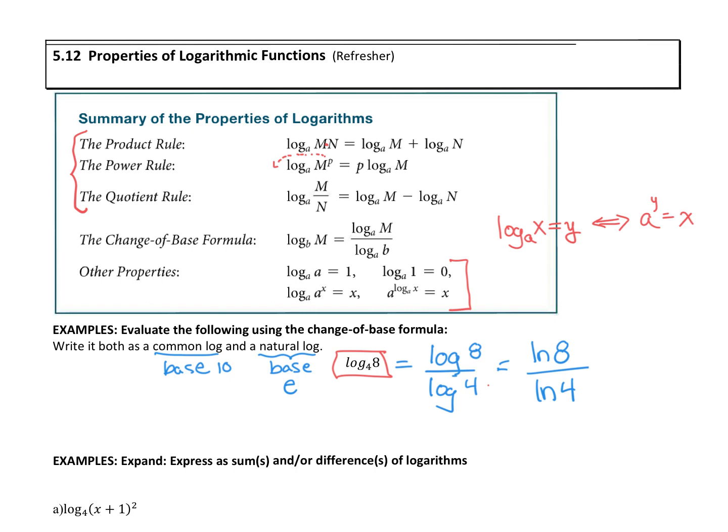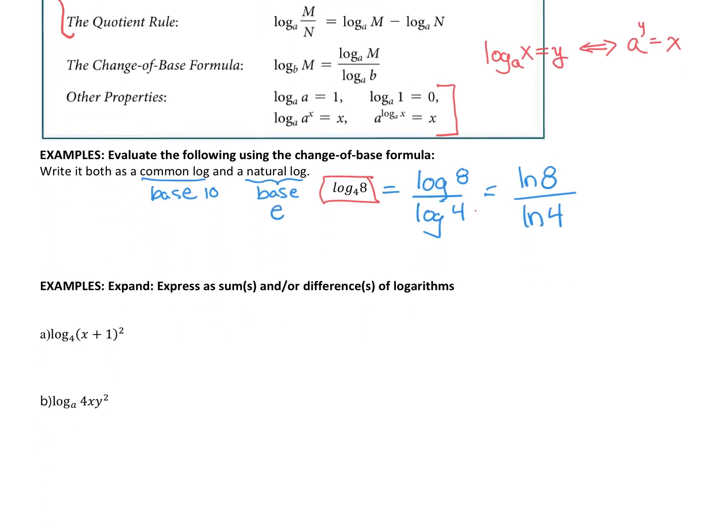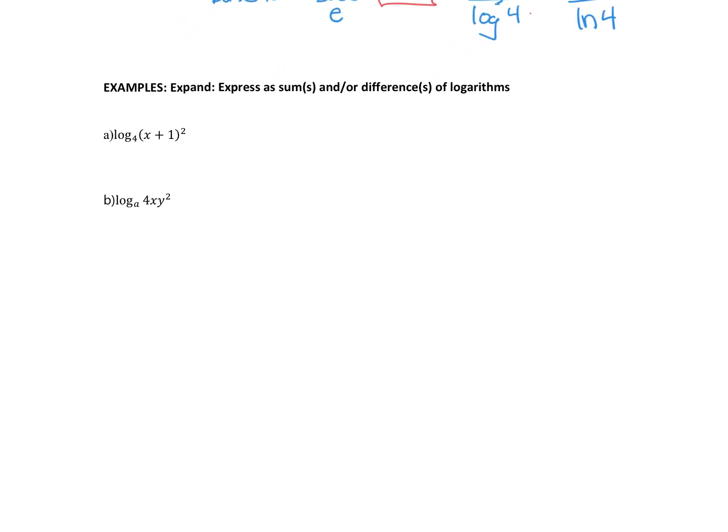The next thing we want to be able to do is take a logarithmic expression and expand it. We do this often in calculus. So here we're going to use that power rule, log base 4 of the quantity x plus 1 squared, and that will make us bring this 2 down, 2 log base 4 of x plus 1. Notice I can't make that log base 4 of x and log base 4 of 1. We don't have a property for the log of a sum, only log of a product or log of a quotient.